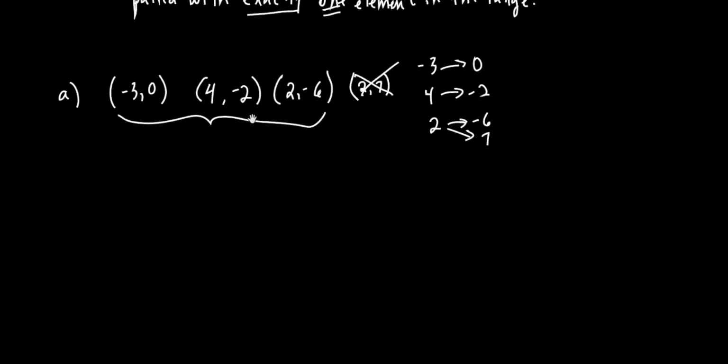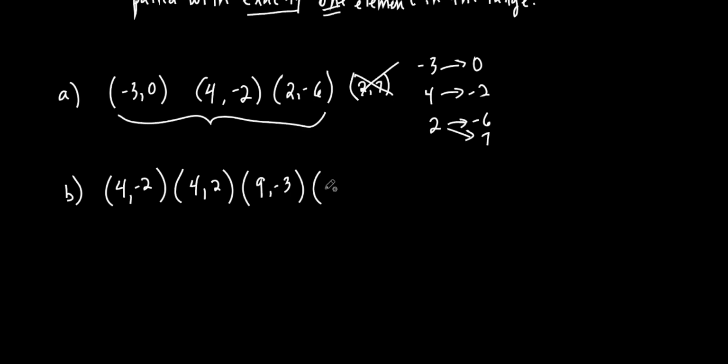Let's do another one. It's kind of what I did when I stuck this on here, but this is in the book, so we might as well put this here as well. So it's 4, -2. Write these down. 4, 2, 9, -3, -9, 3.